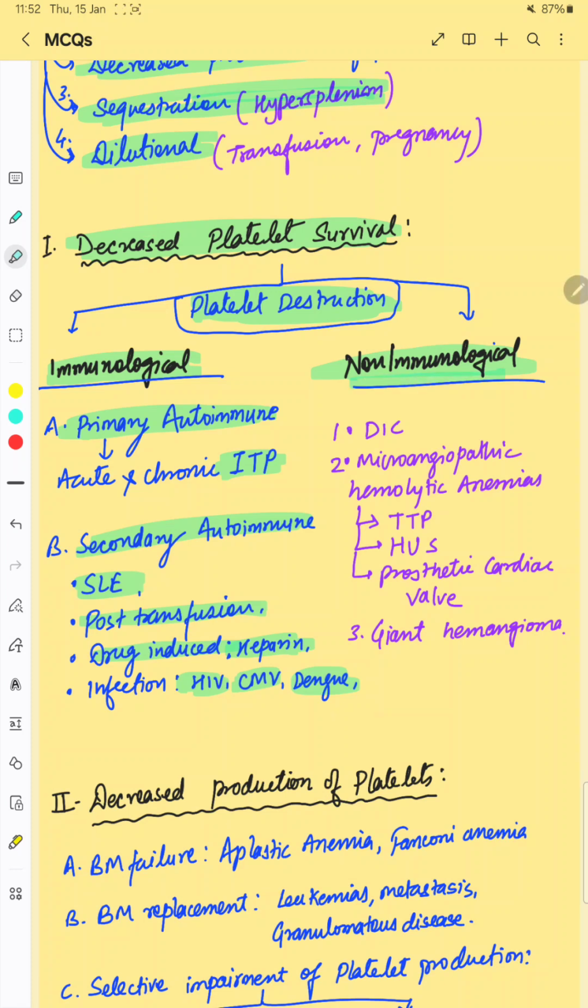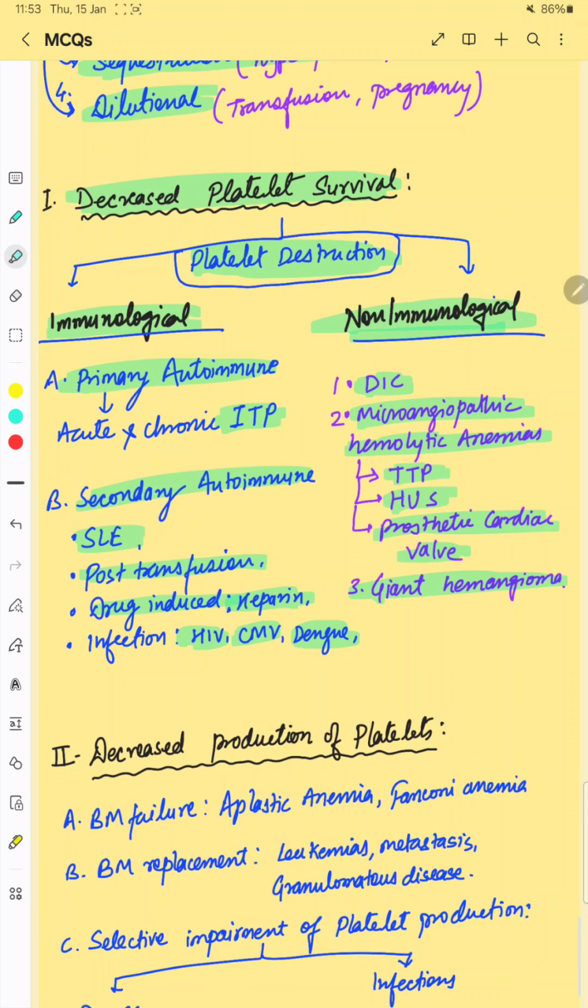The non-immunological mechanisms. In the non-immunological mechanism, there are some conditions like DIC, disseminated intravascular coagulation, and microangiopathic hemolytic anemias like TTP, thrombotic thrombocytopenic purpura, hemolytic uremic syndrome, and prosthetic cardiac valve. They result in damage of the platelets and ultimately in a decreased platelet count, and in some cases of giant hemangiomas. So this is the first category we have discussed.